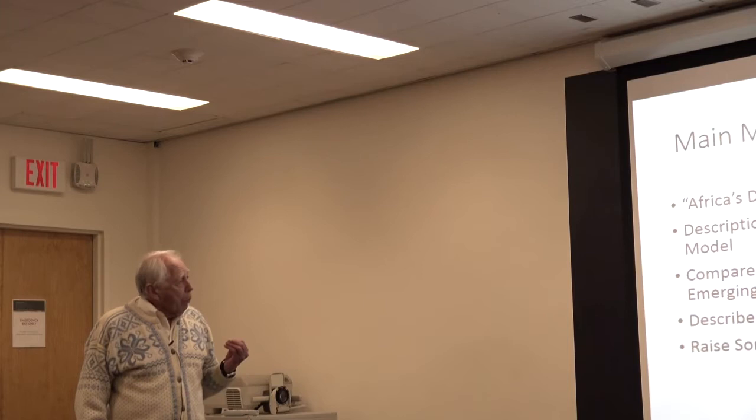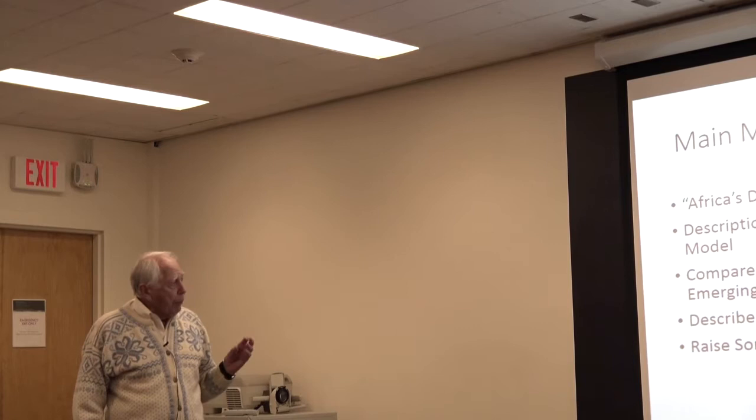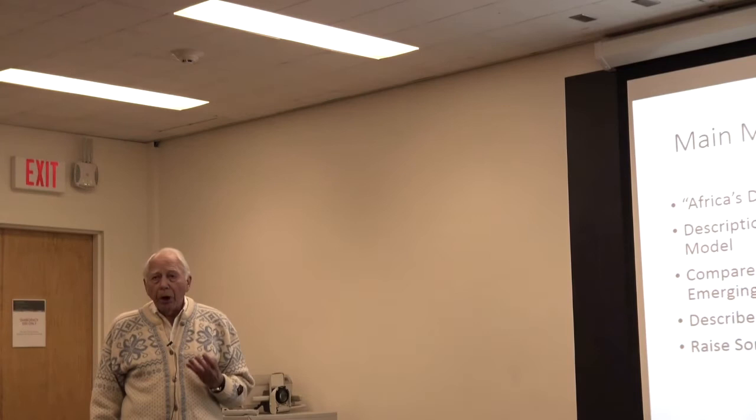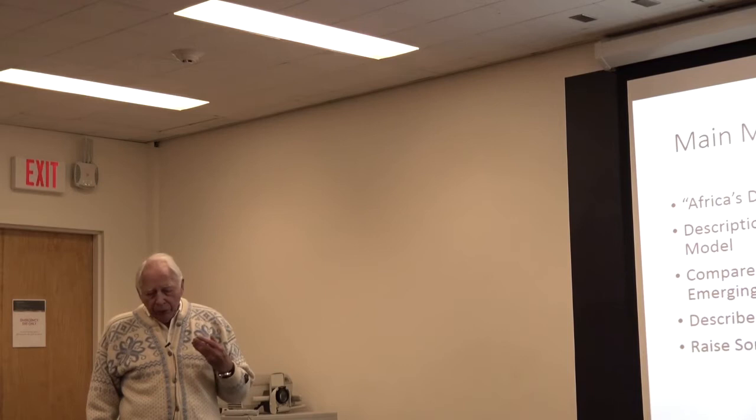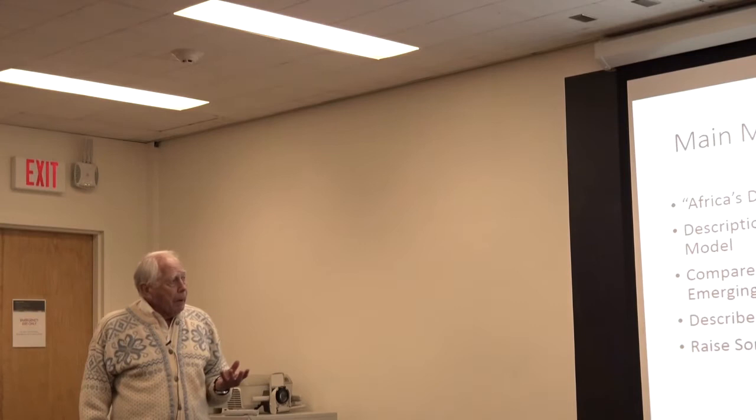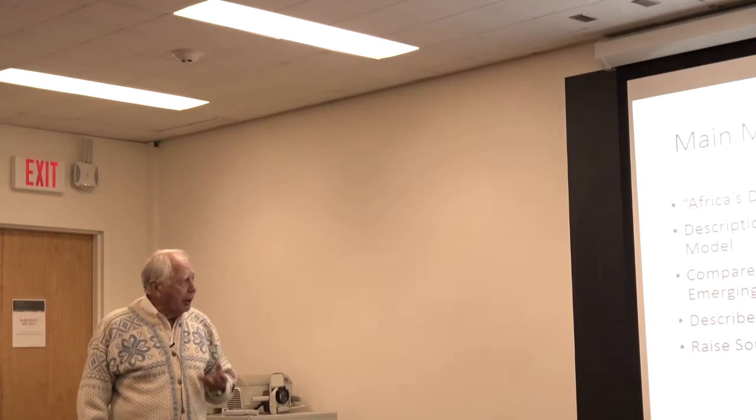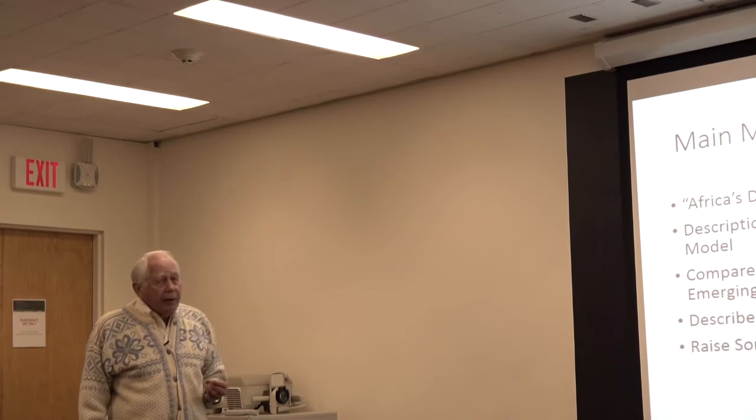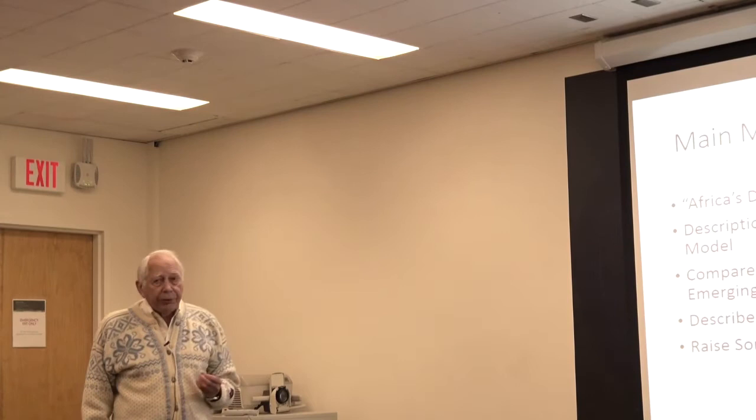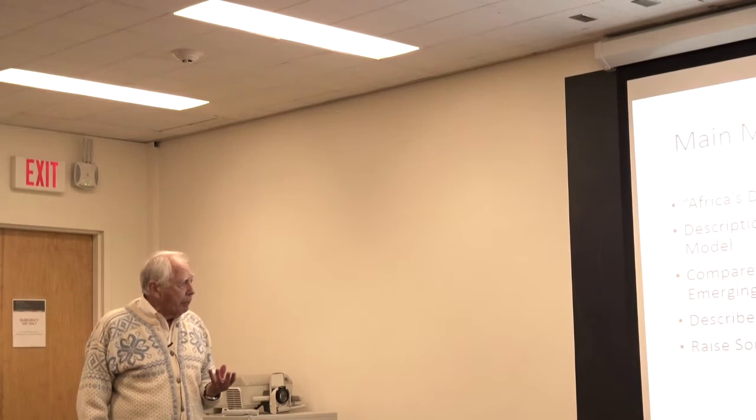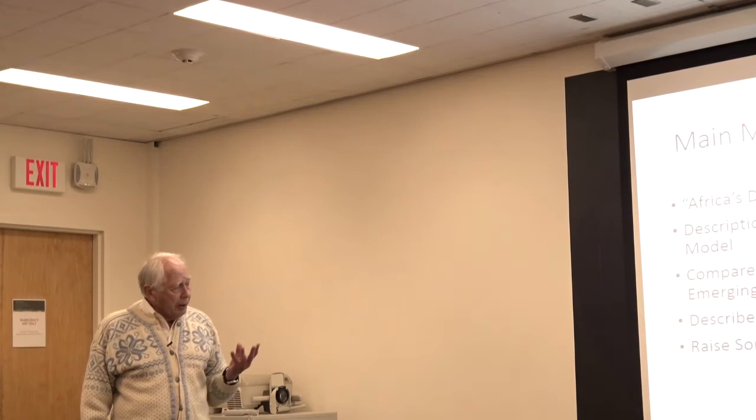So what I'm going to try to do today is first describe the main features of what I call the traditional development model, the model that has been followed historically ever since the mid-20th century, particularly by the very early growers, Taiwan and South Korea, but then copied by many other countries. Then I will try to compare and contrast this model with what is now the emerging development model in Africa. I'll describe the main features of this development model, and then I'll end up by raising some concerns about the ultimate viability of the African model.